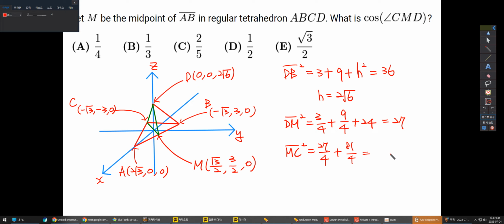Okay, actually that's also 27. So that means this CMD is an isosceles triangle. Yeah, so let's make an isosceles triangle for CMD.